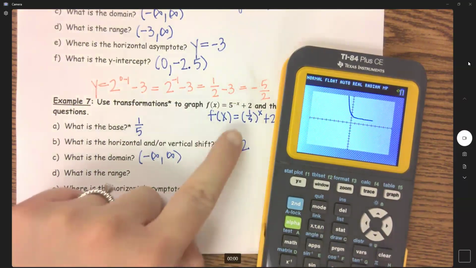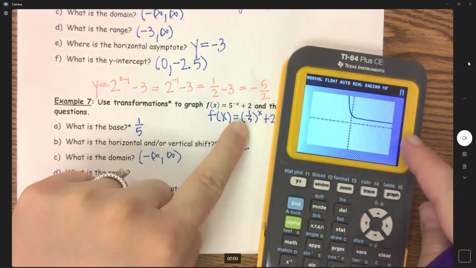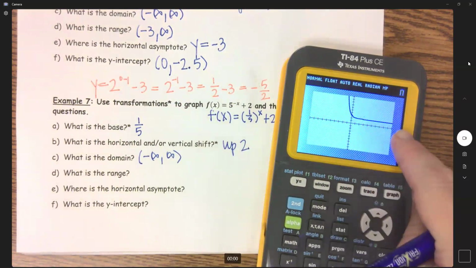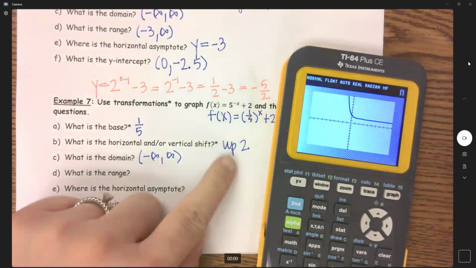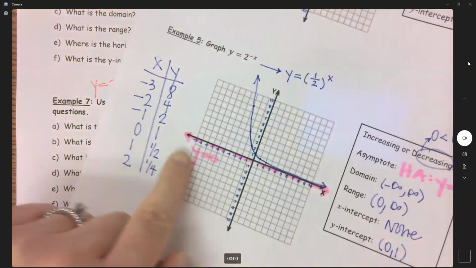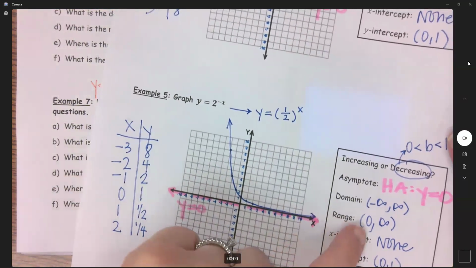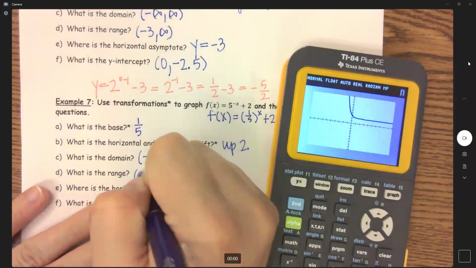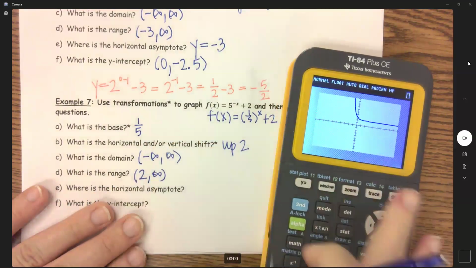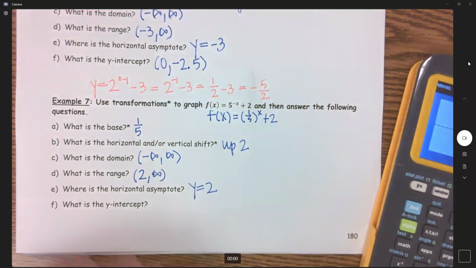we can see because the base is between 0 and 1, it is a decreasing function, and it's going from negative infinity to infinity on that domain. That range, when you go from the bottom to the top, well, if this is moving up 2 units, it's taking this asymptote, moving it up 2 units. It's taking this range and moving it, the starting point, up 2 units. This is 2 to infinity, and my horizontal asymptote is at y equals 2.